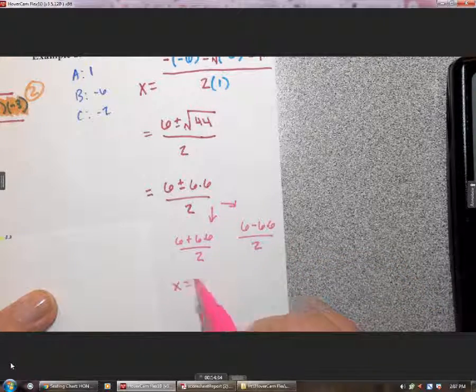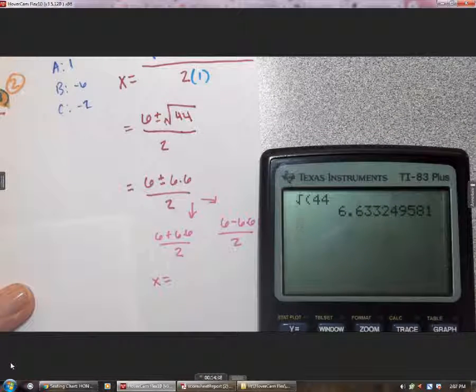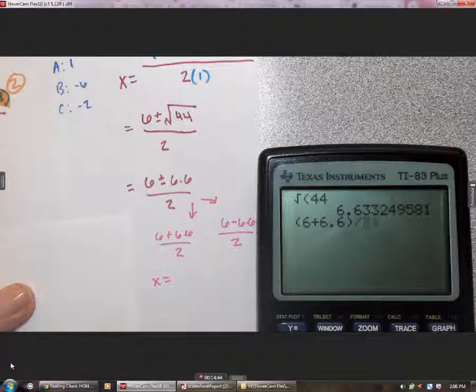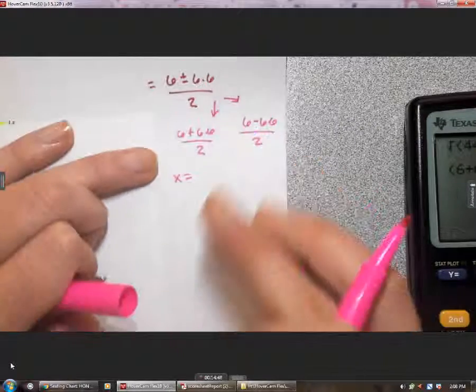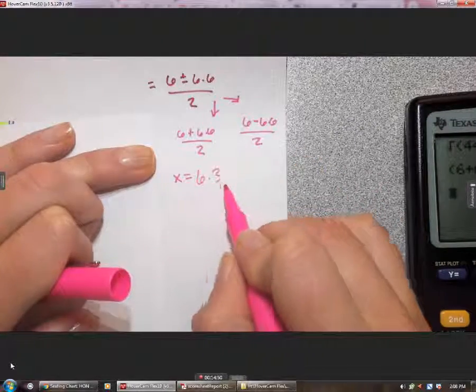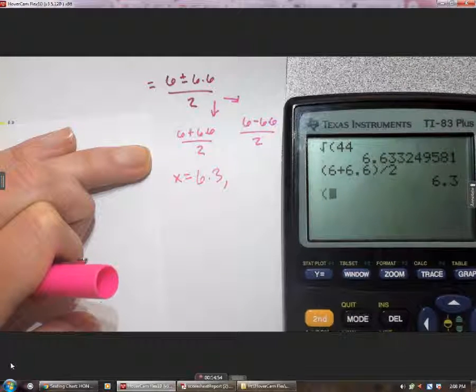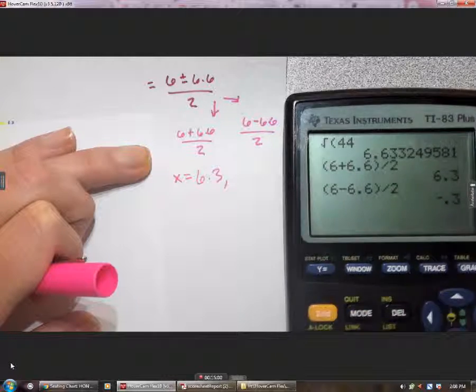So we get x equals, parentheses, 6 plus 6.6 over 2 gives me 6.3. If I do it again, 6 minus 6.6 over 2 gives me negative 0.3.